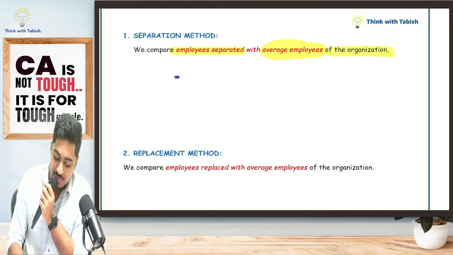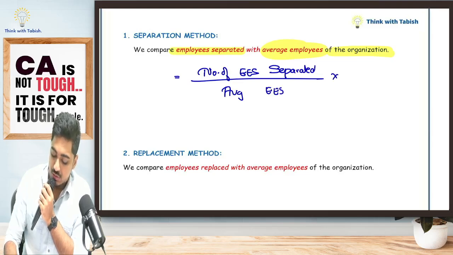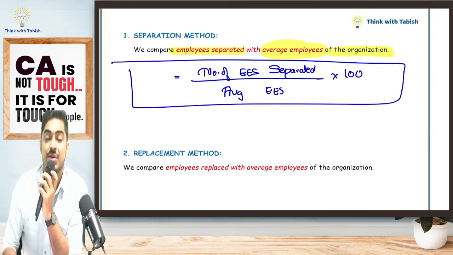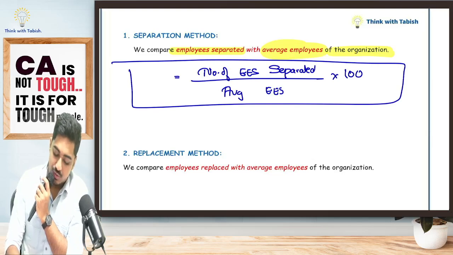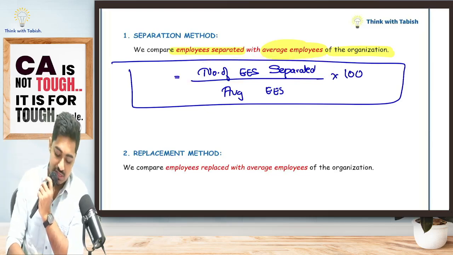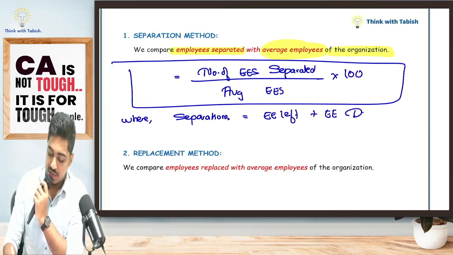What is the simple formula? It is number of employees separated divided by average number of employees into 100. Everywhere my base is going to be same only, average employees. Whenever I am writing EES, it is employees. Now, tell me in separation what all will be there? Left will also be there. Discharge will also be there. Where separations is equal to employee left plus employee discharged. Yes or no, everyone?